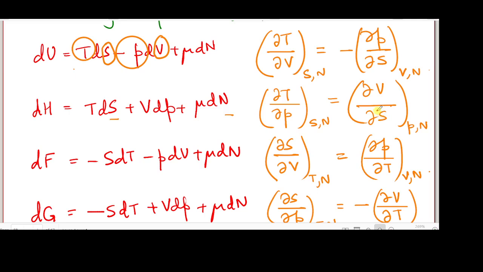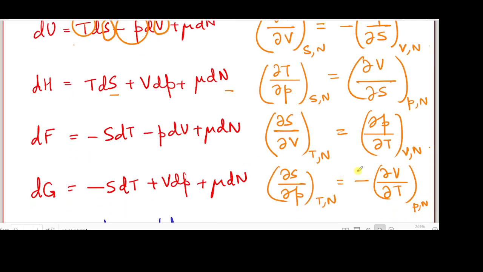Even more useful for our purpose would be ones which contain S in the numerator, the ones which you obtain from dF and dG. F is U minus TS, so dF is minus SdT minus PdV plus μdN. And once again, you can easily see that this tells us ∂S/∂V at constant T and N is the same as ∂P/∂T at constant V and N. Now this one is actually pretty useful because it allows you to relate a derivative of the entropy with something you can calculate from a mechanical equation of state.